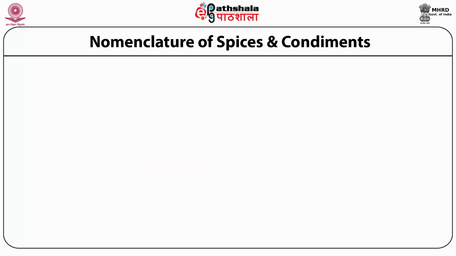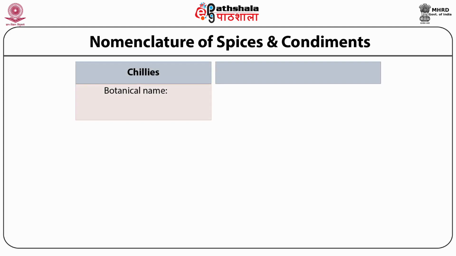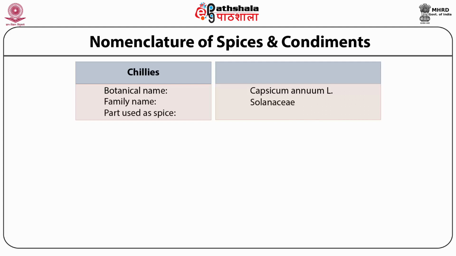Spices are classified here on the basis of botanical name, family, and part of the plant used as spice. Here chili, ginger, and turmeric are being classified, and chili is basically a fruit that is consumed as spice, while ginger and turmeric are rhizomes. Spices are dried and then ground in order to make them more convenient for utilization in various foods. Chili is botanically known as Capsicum annuum. It belongs to family Solanaceae, and the part of the plant used as spice is the fruit.